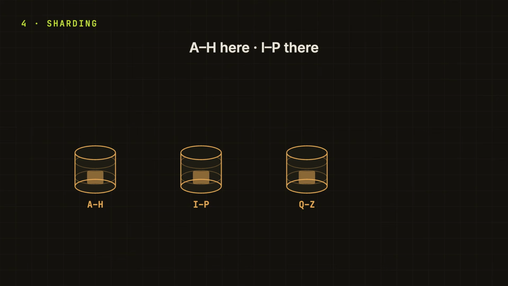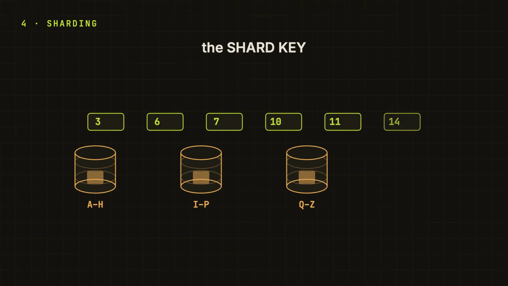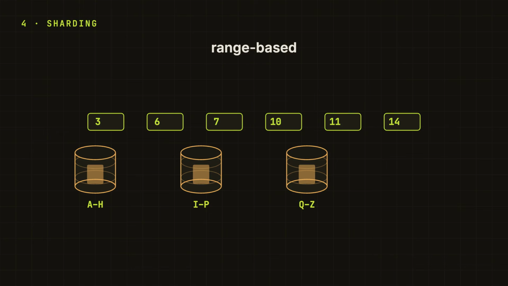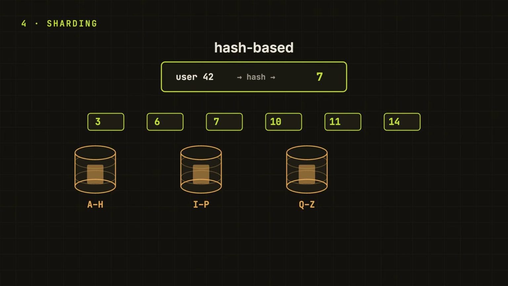And the crucial decision is the shard key, the piece of the data you use to decide which shard a row goes to, like the user ID. A good shard key spreads the data evenly. A bad one piles everyone onto one shard. There are two main ways to split: range based, like the A to H example, and hash based. You run the key through a hash function to get a number, and that number decides the shard.